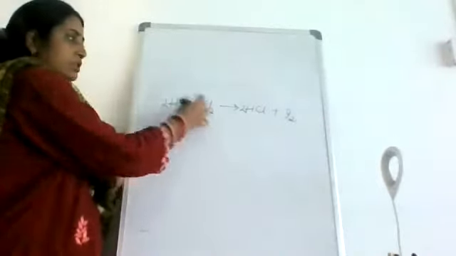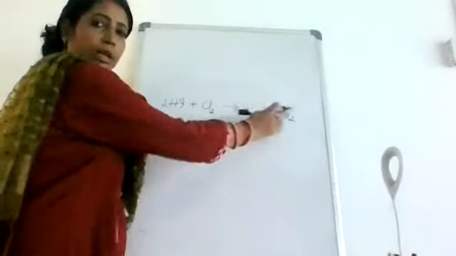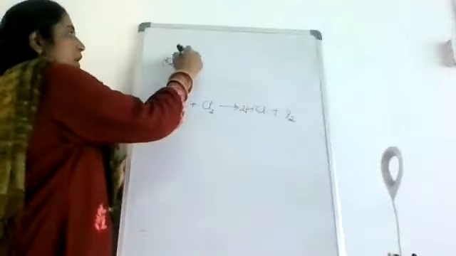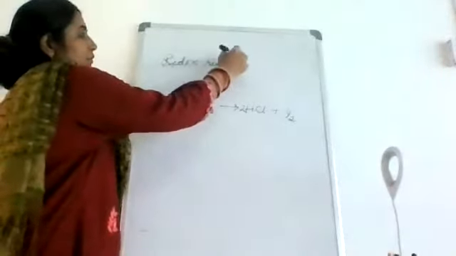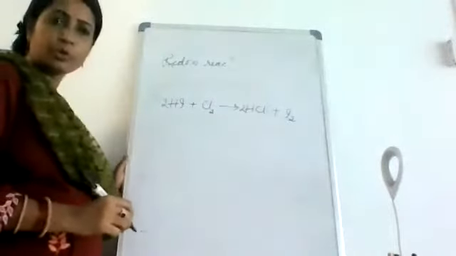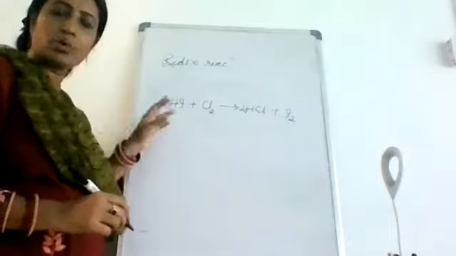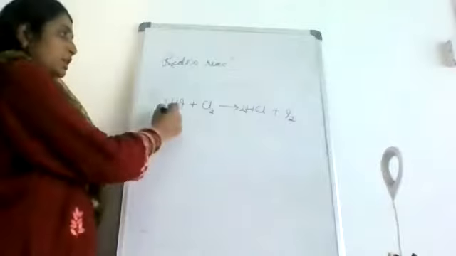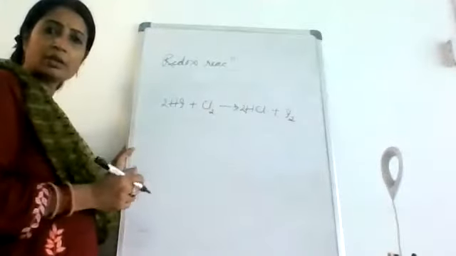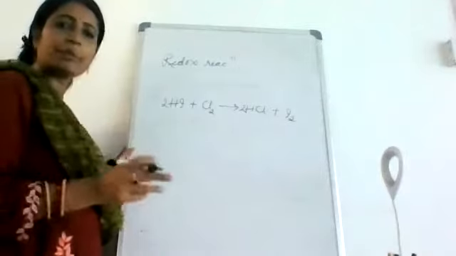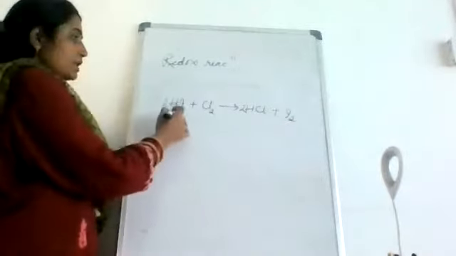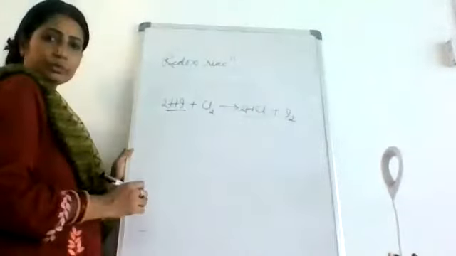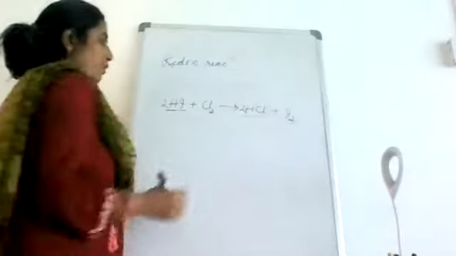Hydrogen iodide reacts with chlorine to give what? Hydrogen chloride and iodine. Now, this is a redox reaction. We have to prove that in this reaction, both oxidation as well as reduction is taking place. So you have to see the reactant side. What changes are taking place in the reactant side? From HI, HCl is formed, and I2 is formed.